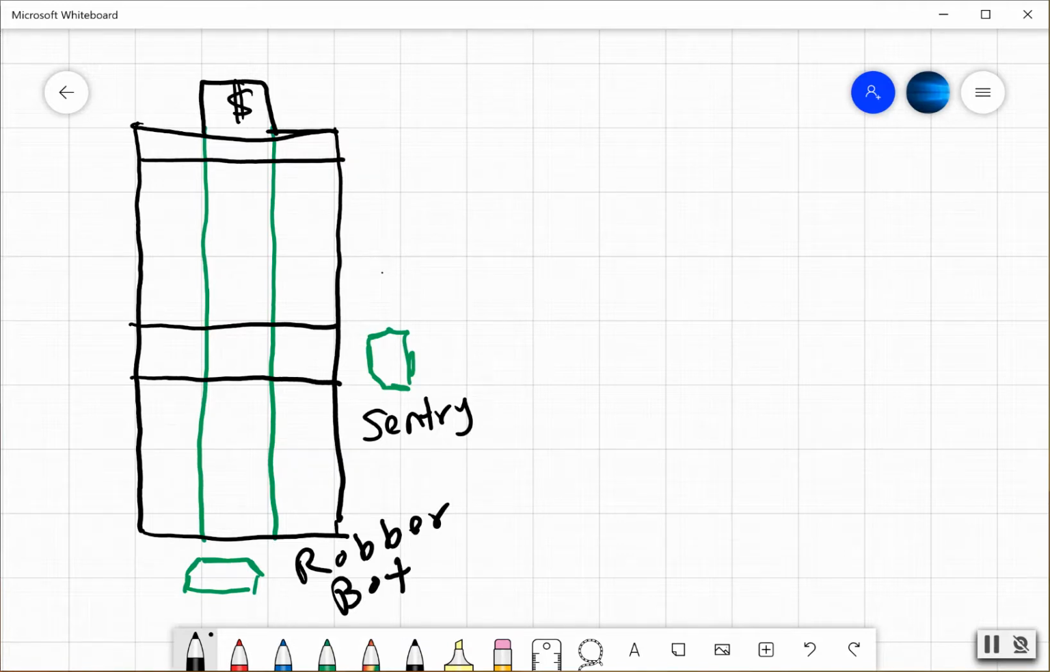But in simple terms, the robber bot needs to travel up here, avoid being in this capture zone at the same time that the sentry bot is. The sentry bot will be going back and forth at a velocity of 10 centimeters per second.